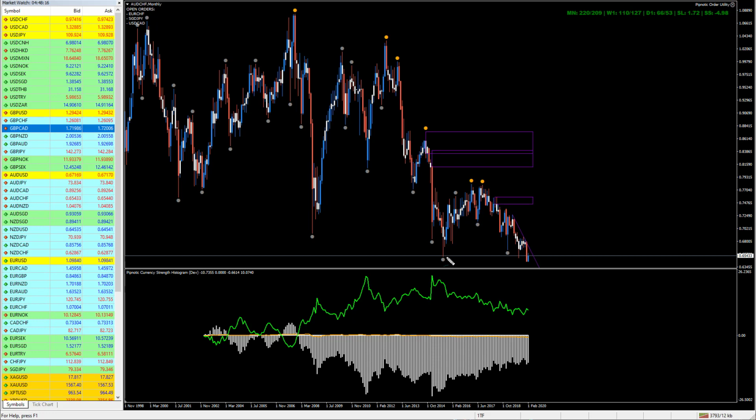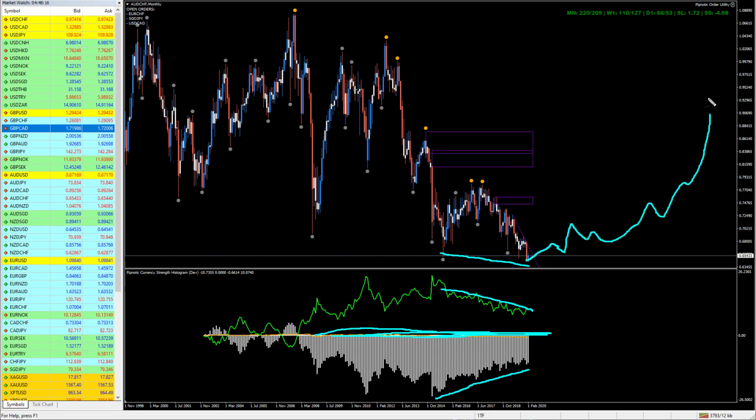Okay, so we have lower lows, but you can see here that the strength of these two currencies is changing. So you can see the Swiss franc is getting a little bit weaker in relation to the Australian dollar. So what does that mean? Well, that means that we're probably going to start to move higher. Okay, so we're on the monthly chart.